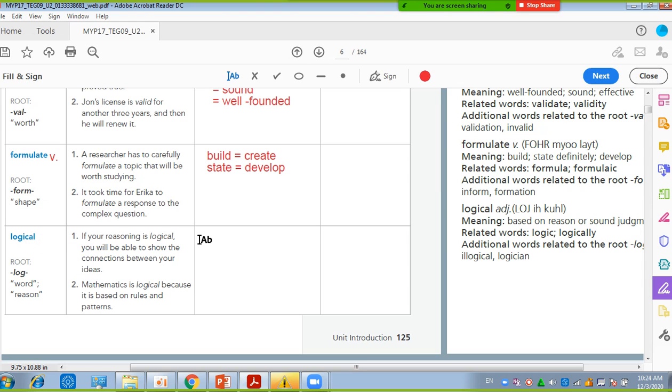The last word, logical. If your reasoning is logical, you will be able to show the connections between your ideas. The second one, mathematics is logical because it is based on rules and patterns. So logical, what part of speech is it? It's an adjective.